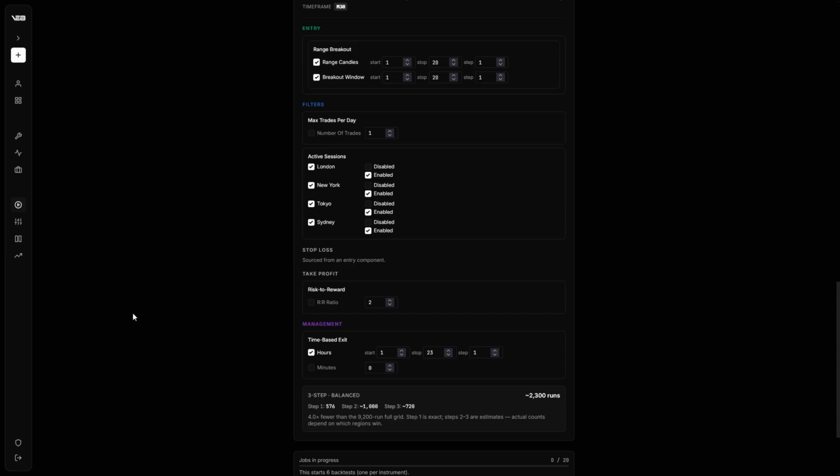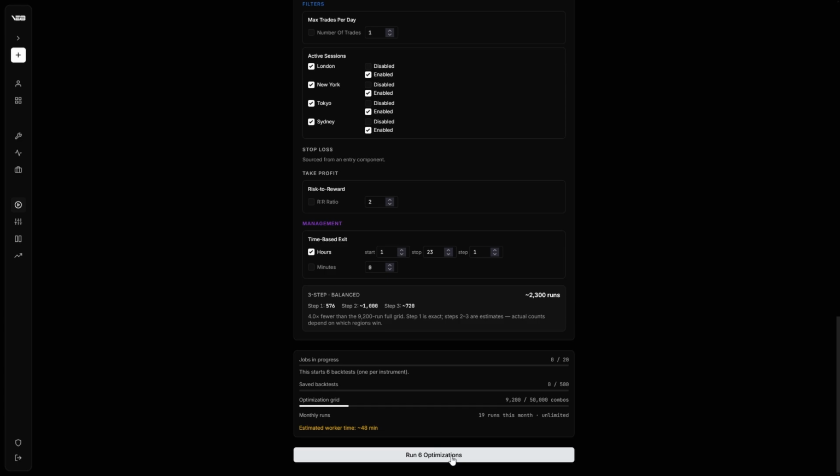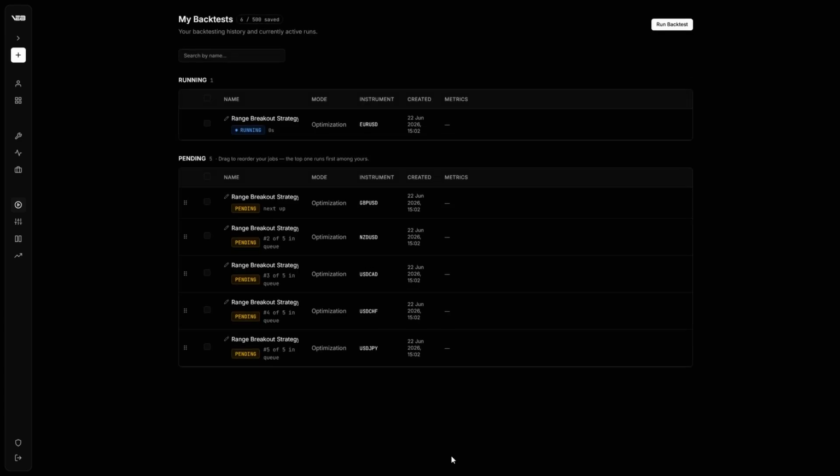So now that the system is fully built and the optimization space is well defined, we are going to run it. So I'm going to run the 6 optimizations, 1 per each instrument.